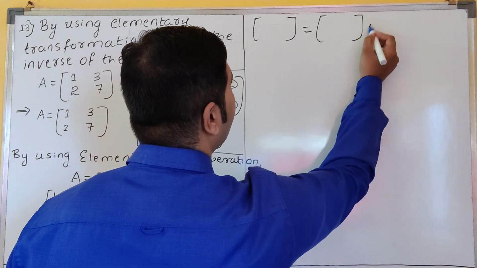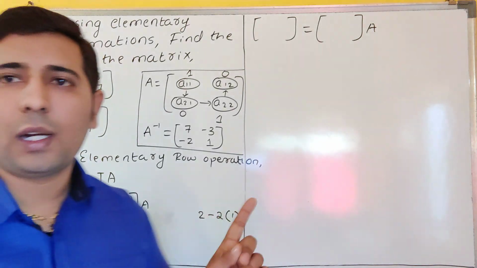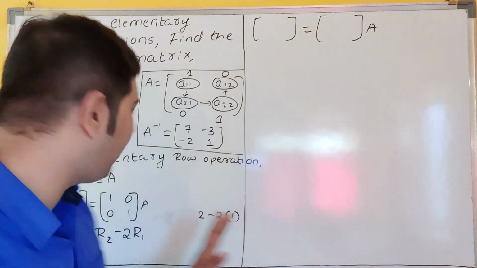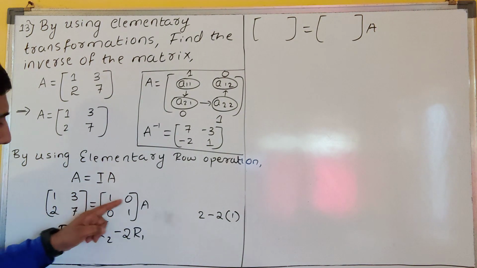Which you are not changing, dear students? R2 is changing. R1 is not changing, so you write R1 as it is. R1 is [1, 3] and 1 0.